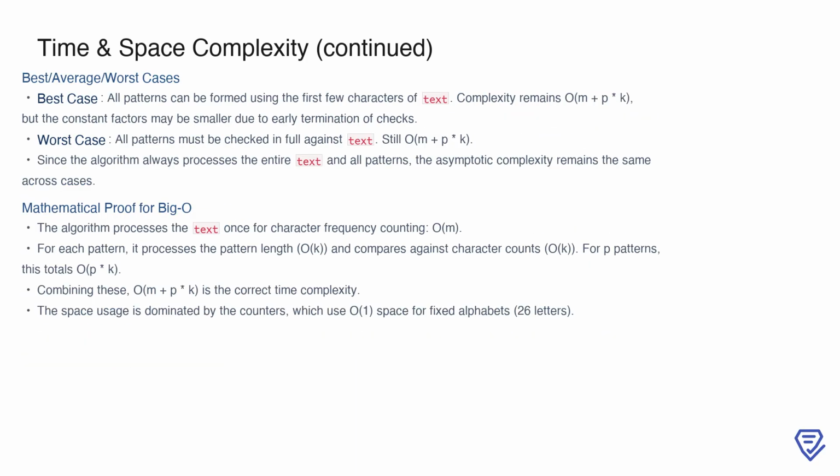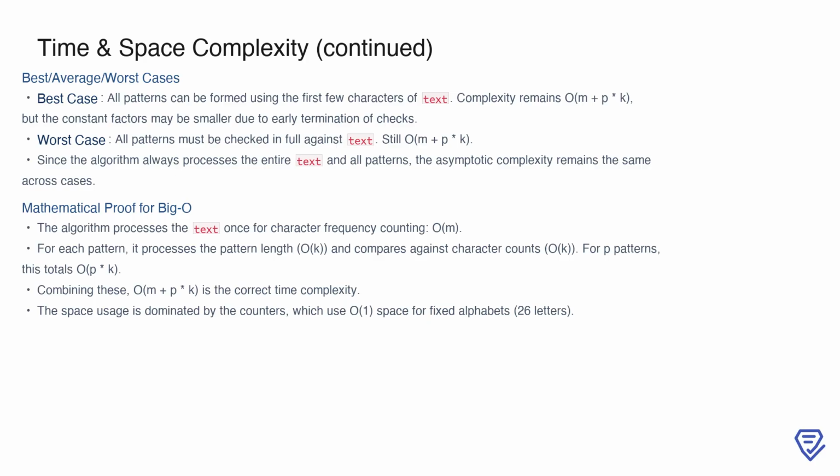Finally, let's consider the best, average, and worst cases for the algorithm. In the best case, all patterns can be formed using only the first few characters of text. While the constant factors may be smaller due to early termination of checks, the overall complexity remains O(M + P * K). In the worst case, all patterns must be fully checked against text, but the asymptotic complexity still remains O(M + P * K). This consistency arises because the algorithm always processes the entire text and all patterns, ensuring that the time complexity is stable regardless of input.